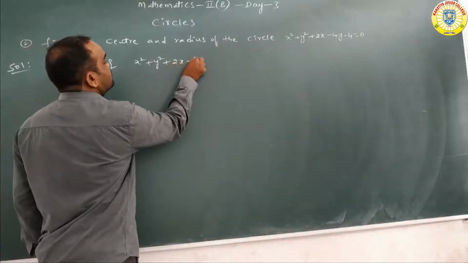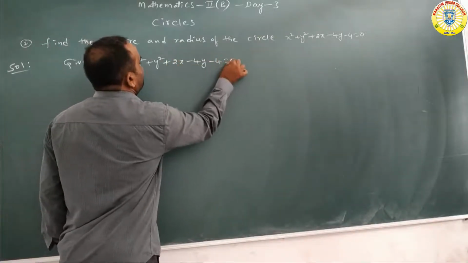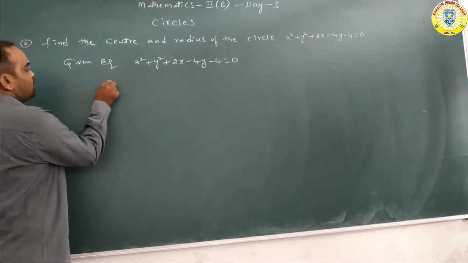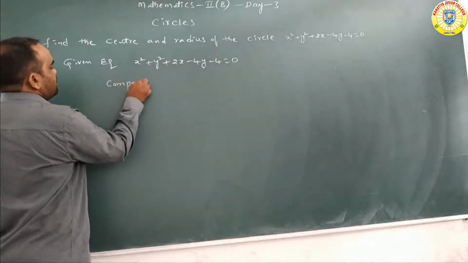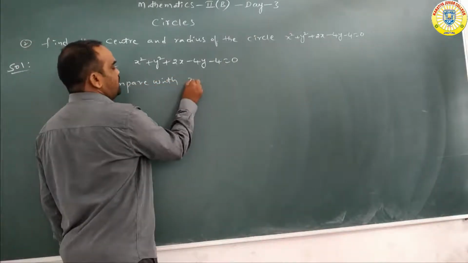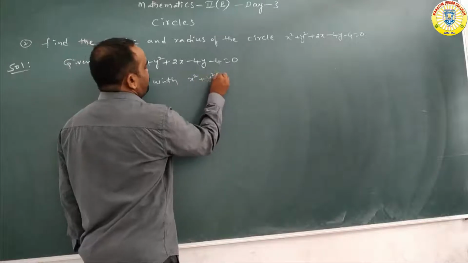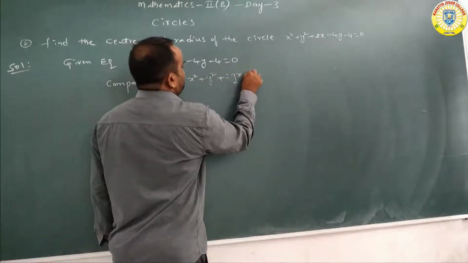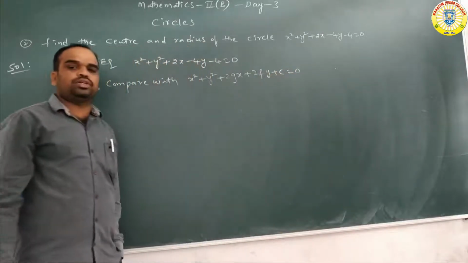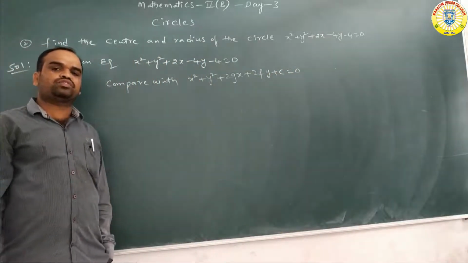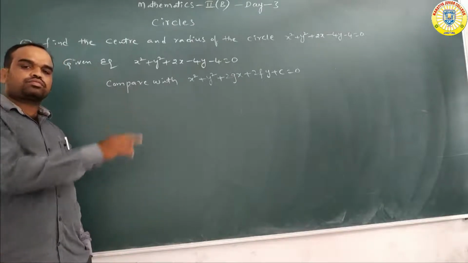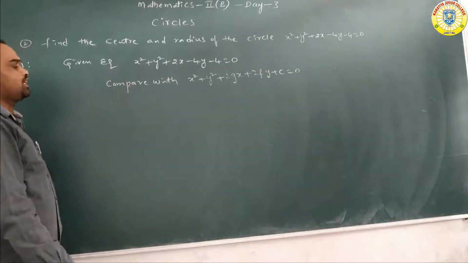Now the next one: x squared plus y squared plus 2x minus 4y minus 4 equal to 0. This is the given equation of the circle. We compare this with the general form of the circle equation: x squared plus y squared plus 2gx plus 2fy plus c is equal to 0.